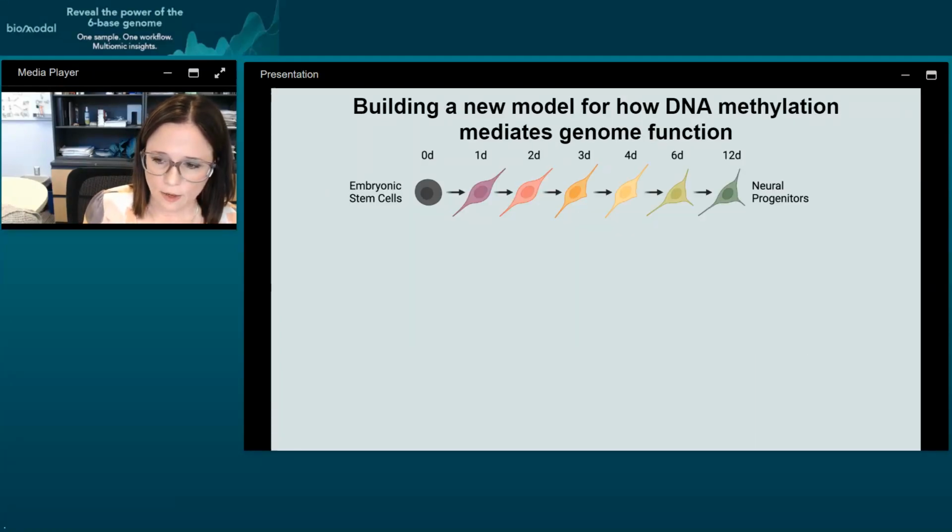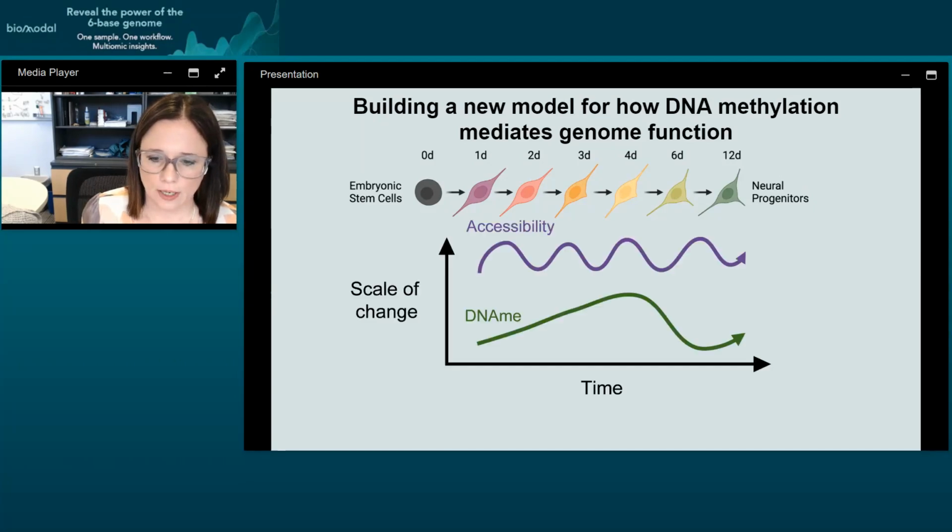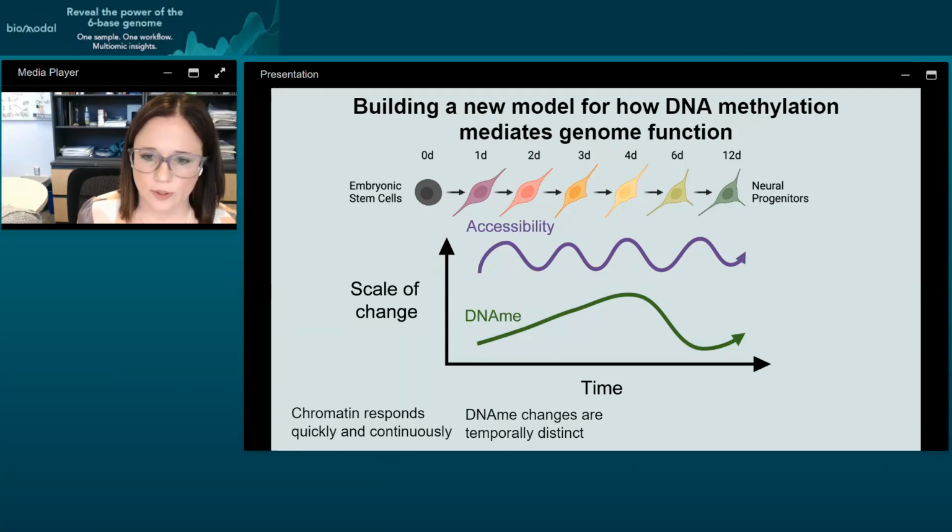Finally, overall, our goal is to build a new model for how DNA methylation can mediate genome function. So I've shown you that in this time course of embryonic stem cell to neuroprogenitor differentiation, we can observe multiple modalities of the epigenome. We observe that accessibility is really robust and transient. It responds very quickly and continuously to changes as cells undergo cell fate transitions. But DNA methylation changes are temporally distinct from chromatin changes.